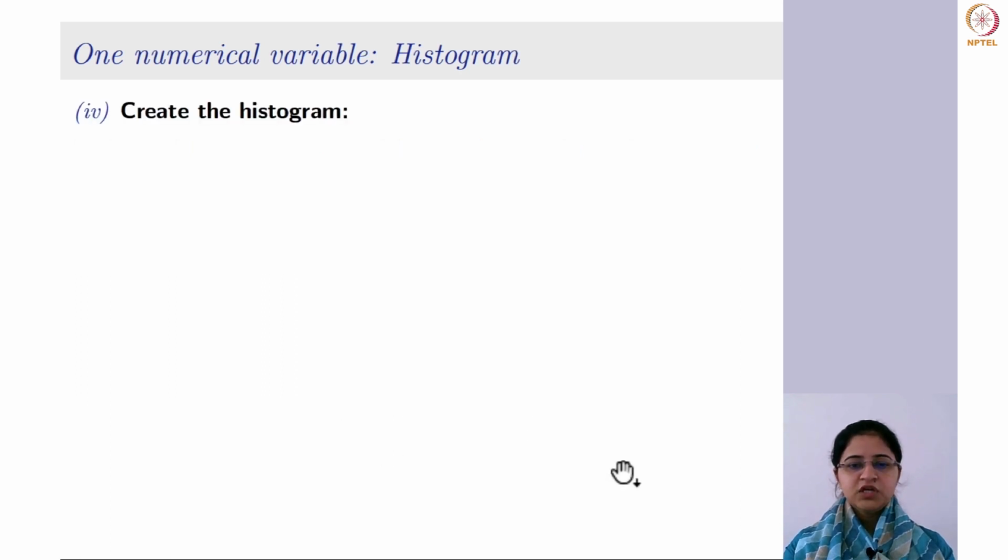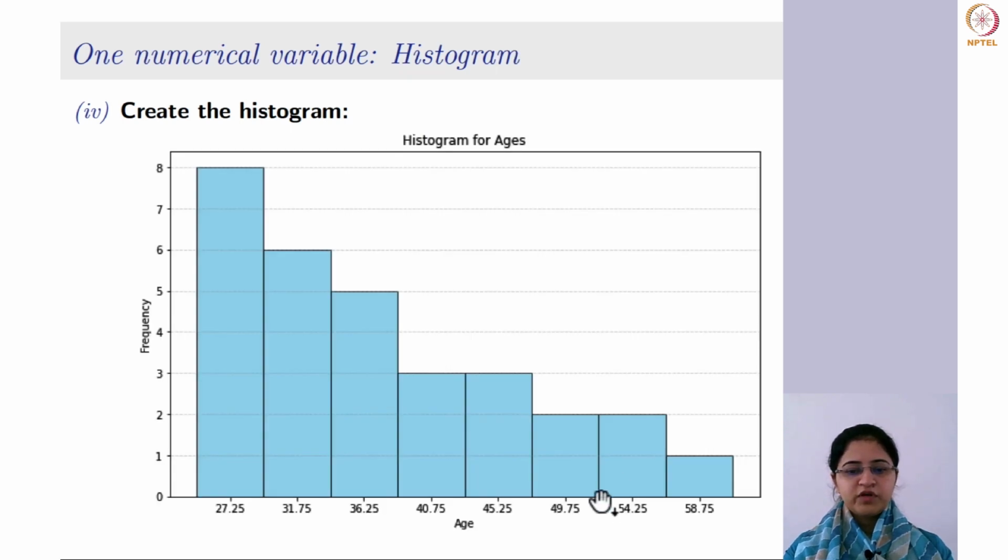Now, if you want to create the histogram based on this, on the x-axis we mark the ages, and on the y-axis we mark the frequencies. Here, 27.25 is the midpoint of the first interval. All these are the midpoints of each class interval, and the height of each bar goes up to the corresponding count. This class interval had a frequency of 8, so its height goes up to 8.